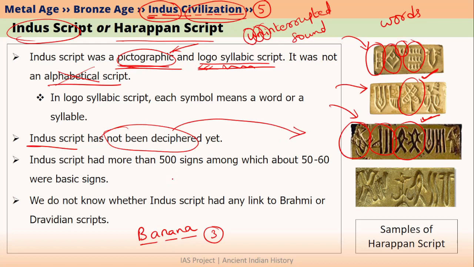So if we go into the detail, Indus script has basically about 500 signs. And all these 500 signs are actually made from some 50 to 60 basic signs. So for example, if you look here, you can see 2 signs. This sign is basically a variation of this sign. So like this, using variations, these 50 to 60 signs can be converted into more than 500 signs.